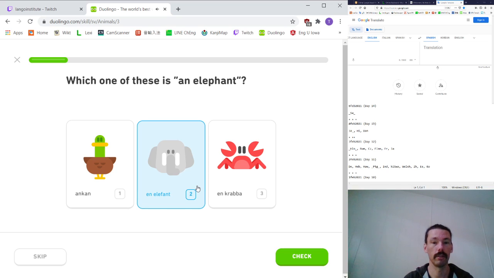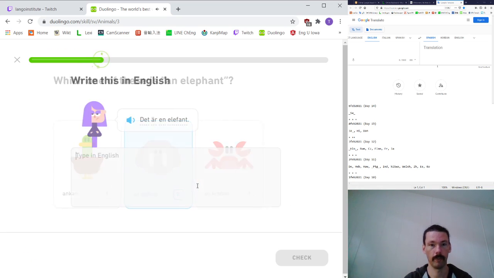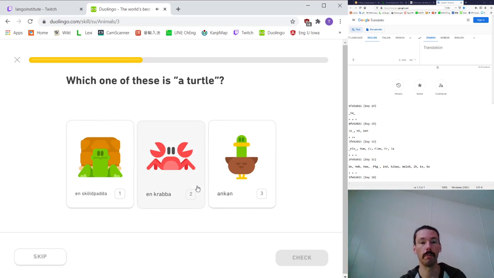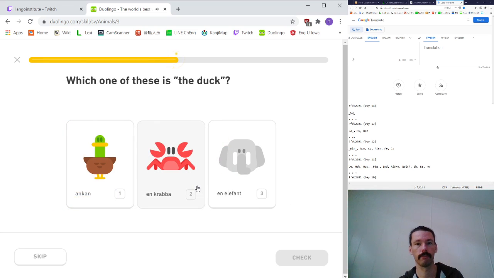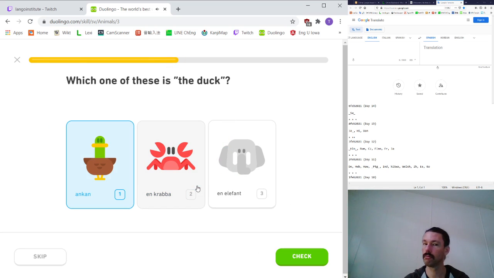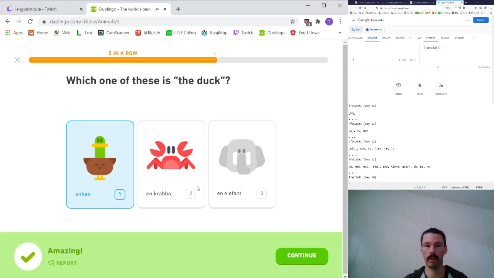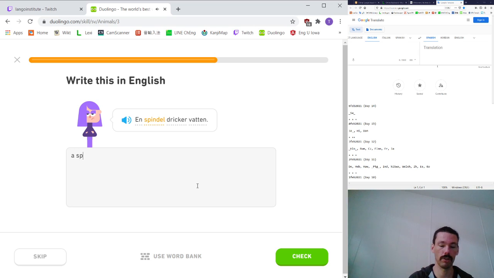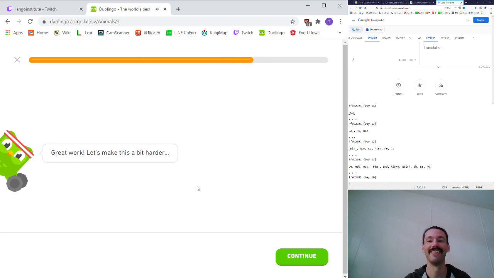En elefant. Det är en elefant. We can translate it, I suppose. It is an elephant. En sköldpadda. Ankan. Without the sharp drop on syllable 2, ankan. En spindel dricker vatten. This is a spider, related word. Drinks just water, no article. Straight water, no article for me, please.